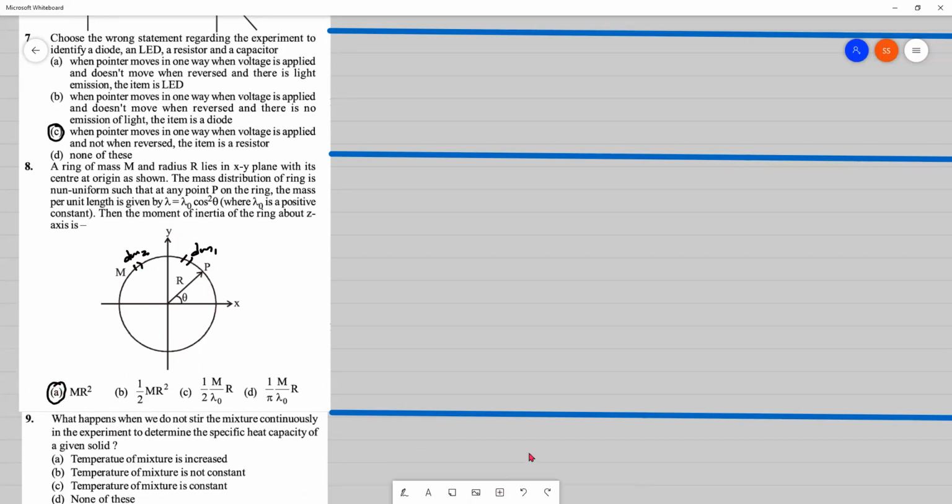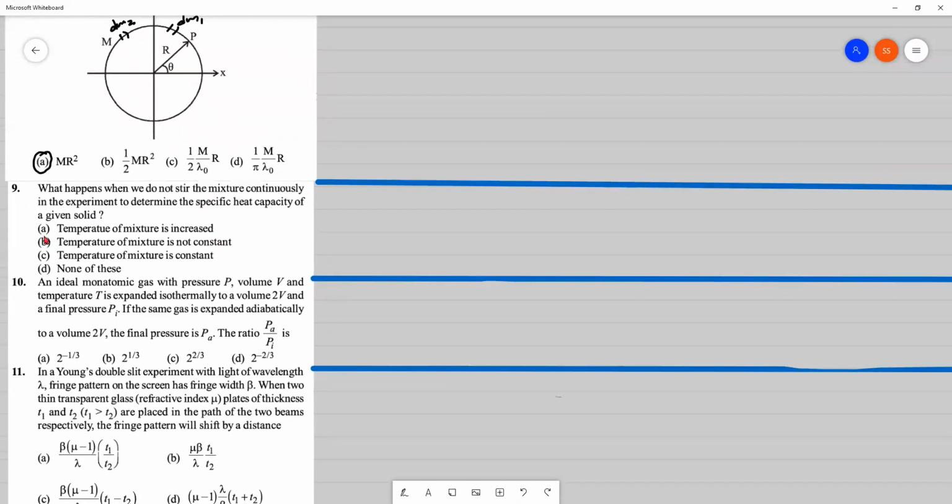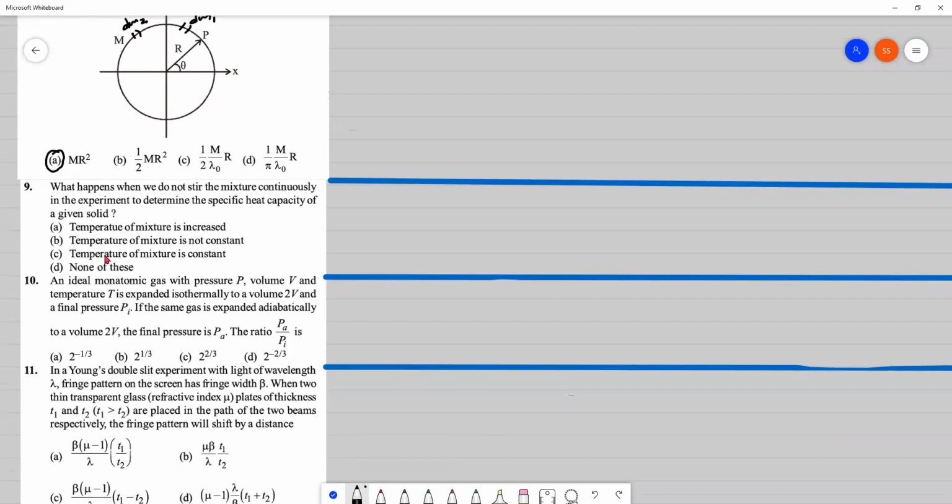So the next question. What happens when we do not stir a mixture continuously in the experiment to determine the specific heat capacity of a given solid? When you don't stir the mixture continuously, the temperature will not be constant. So that is the reason why you stir a mixture during specific heat capacity experiments. So the temperature will not be a constant. So this will be the right answer. Next one.